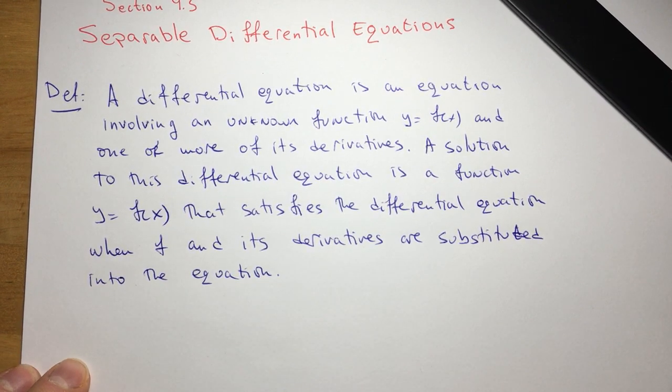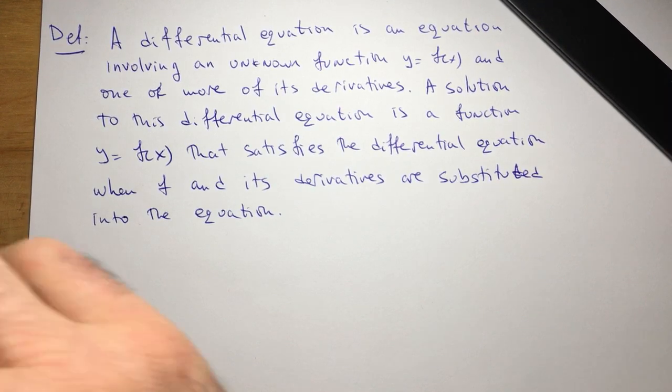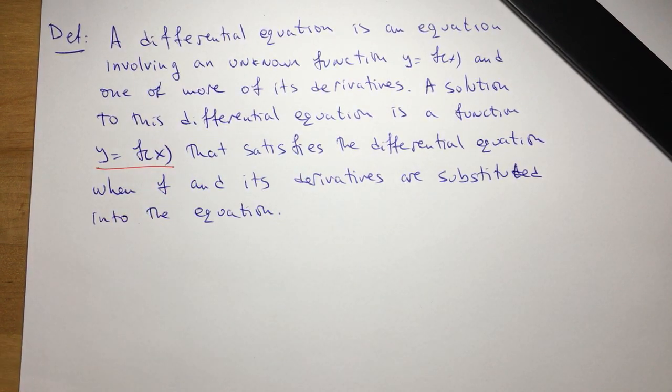Okay? So one more time, a differential equation is an equation involving an unknown function y is equal to f of x and one or more of its derivatives. A solution of a differential equation is a function. So the function is the unknown, right? It's a function that satisfies the differential equation when f and its derivatives are substituted into the equation.